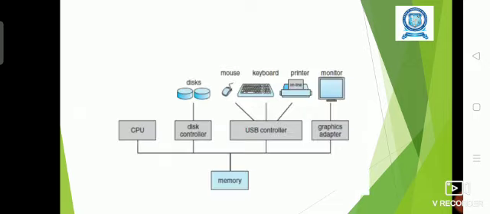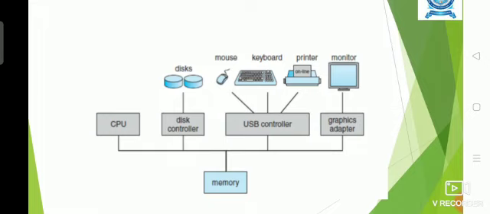Now we are seeing the diagram and the different components of a computer system, and the major component is the CPU. Then we have secondary storage devices like disk drives, and the disk controller will be there. The disk controller is used to connect the disk drives with our system. Then some of the input output devices are connected with the CPU with the help of USB controllers. USB means universal serial bus controller.